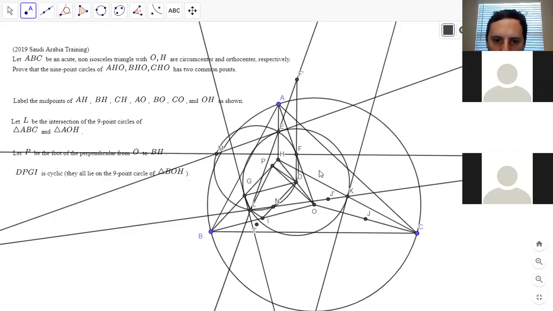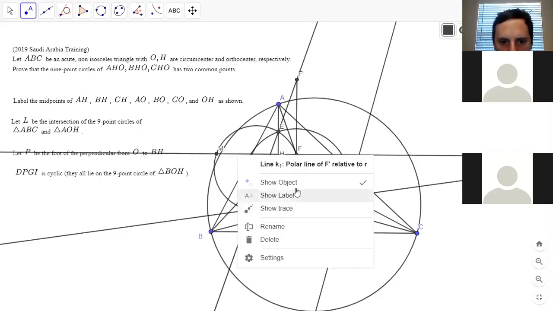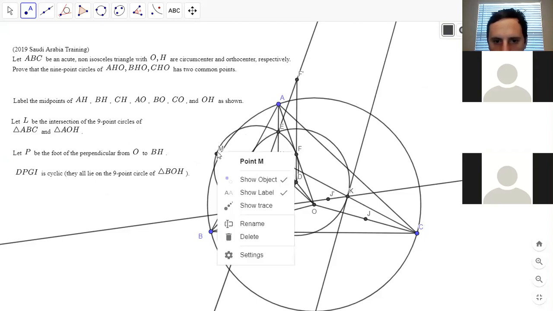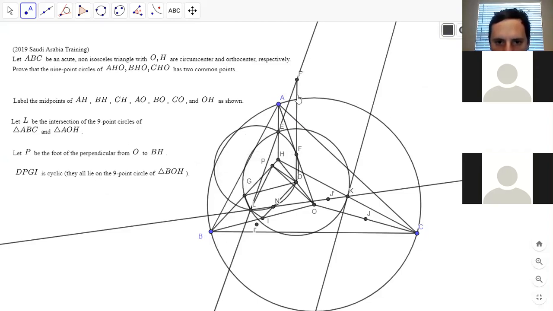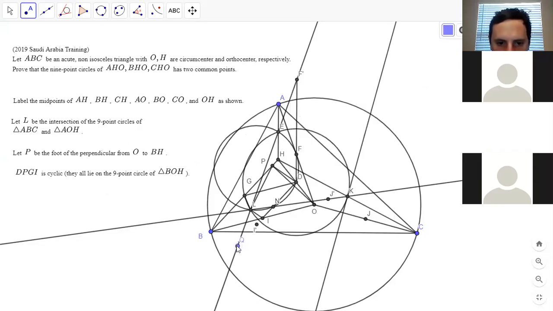So maybe we could let ID intersect the circle at N. And then we want to show L. Yeah, I think that might actually help a lot. Sorry, I'm going to hide a couple things here. Let me hide the stuff with the inversion just for a second.